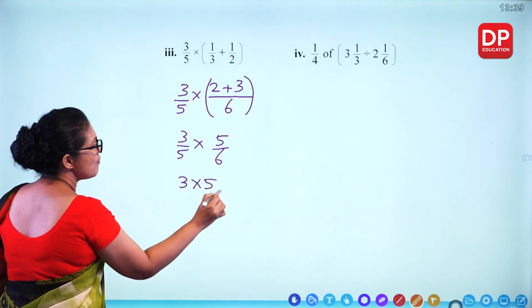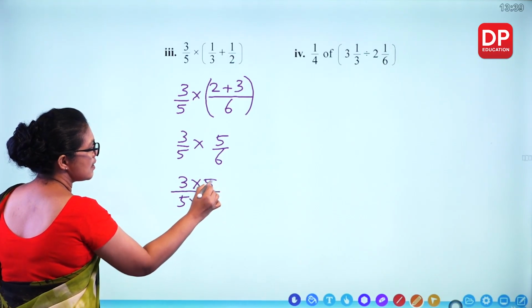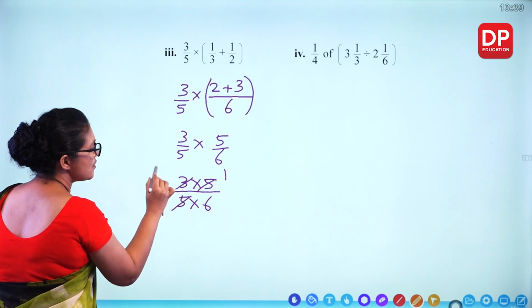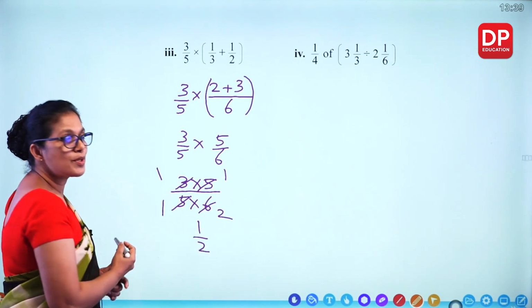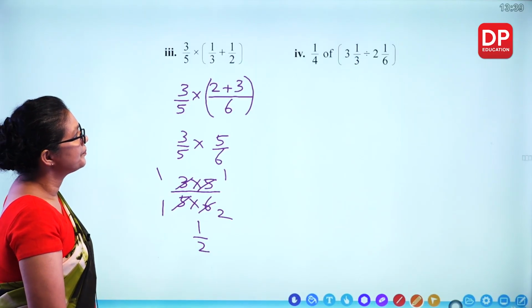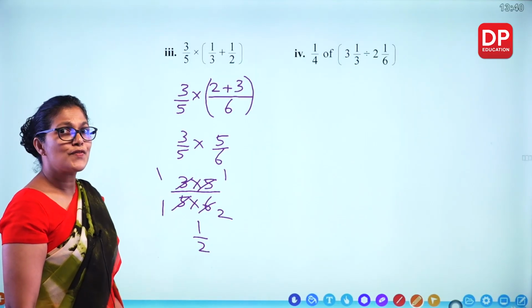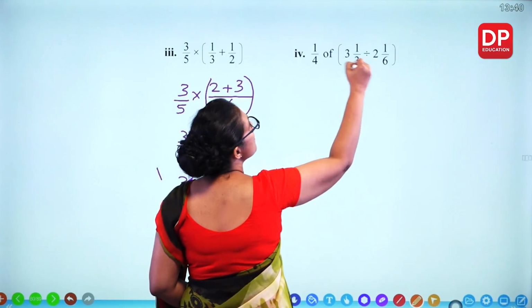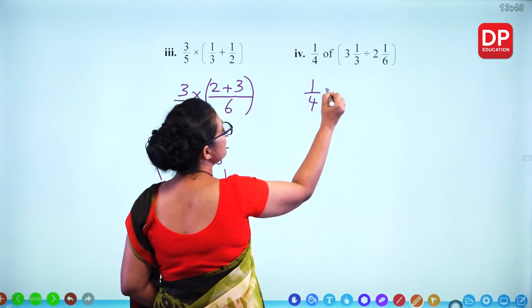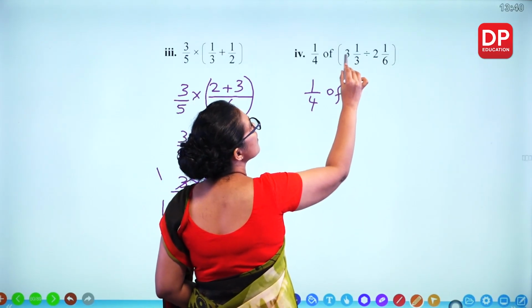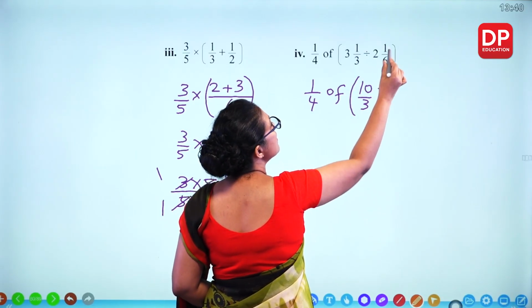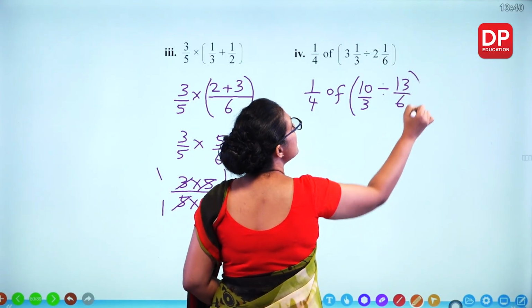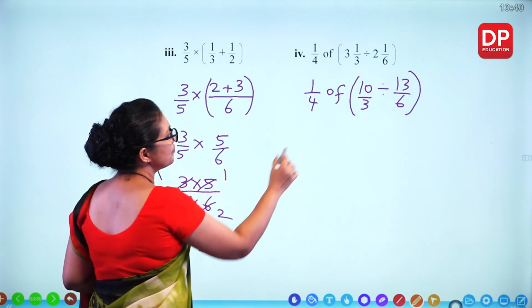3 into 5 over 5 into 6. 5 get cancelled out. 3 with 1, 3 with 2. 1 over 2 is the answer. This one, brackets first. We'll do this one. 10 over 3 divide by 13 over 6 as the improper fractions.